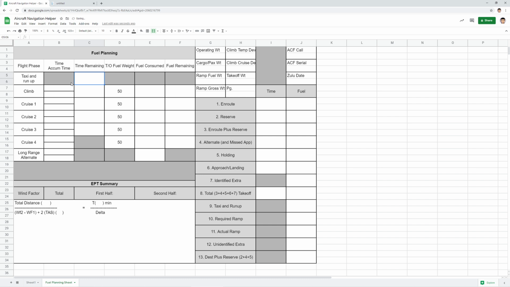So let's see what we can do here. The first thing we need to do is calculate what our en route fuel is going to be. But we can't do that because we don't know how much time we're going to be spending en route. Kind of see how that gets a little bit tricky.